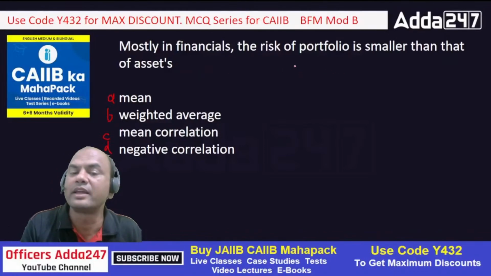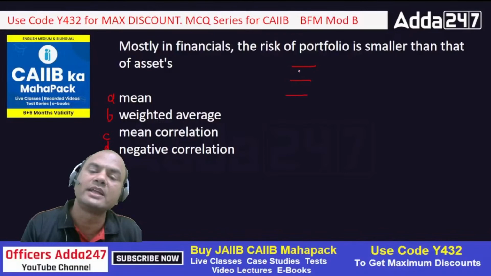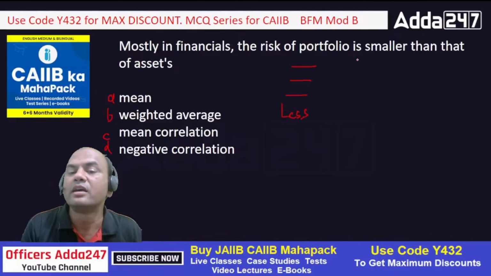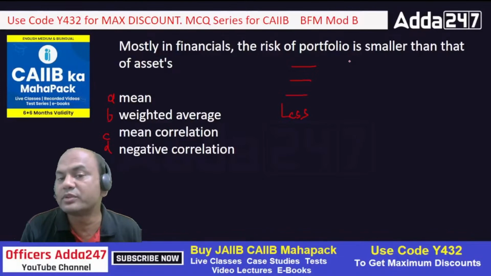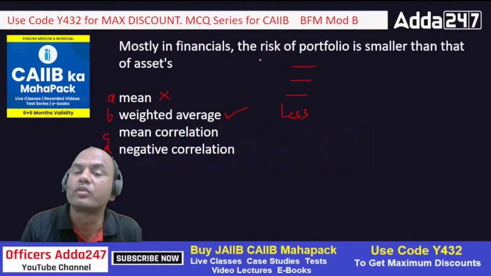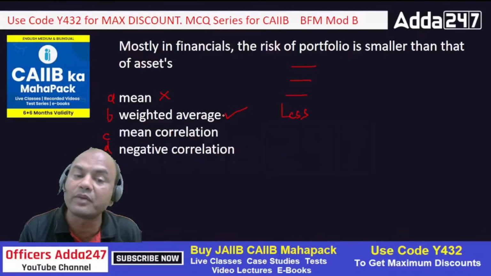Again, let's take the same example of shares: Reliance, Tata, and let's take three only now. Reliance, Tata, and which one? Adani, okay. So let's take these three companies. The portfolio of these three will have less risk than the individual Reliance. Why individual Reliance? Because see how it is calculated. In any portfolio management, we never take the simple mean. We always go for weighted average. Always remember, the risk of a portfolio is always smaller than the assets' weighted average.